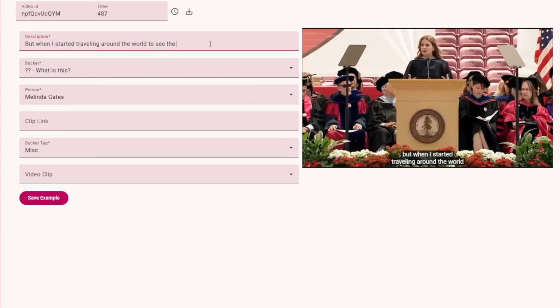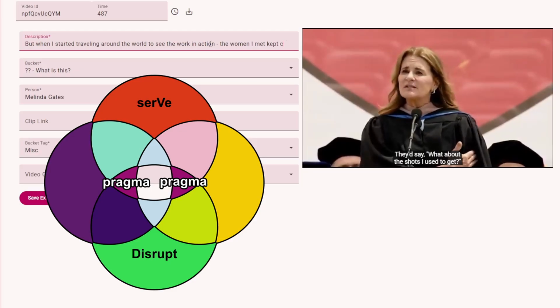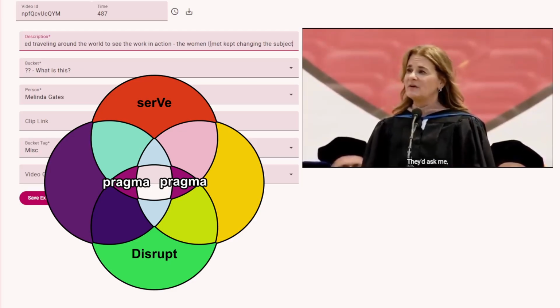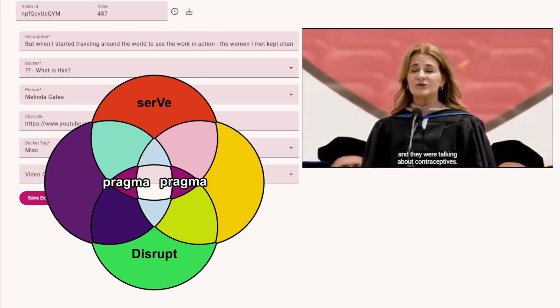But when I started traveling around the world to see the work in action, the women I met kept changing the subject. The reason I've saved this one is because this is pragmatism at its finest. She goes out with a solution, but then encounters a problem and has to pivot.